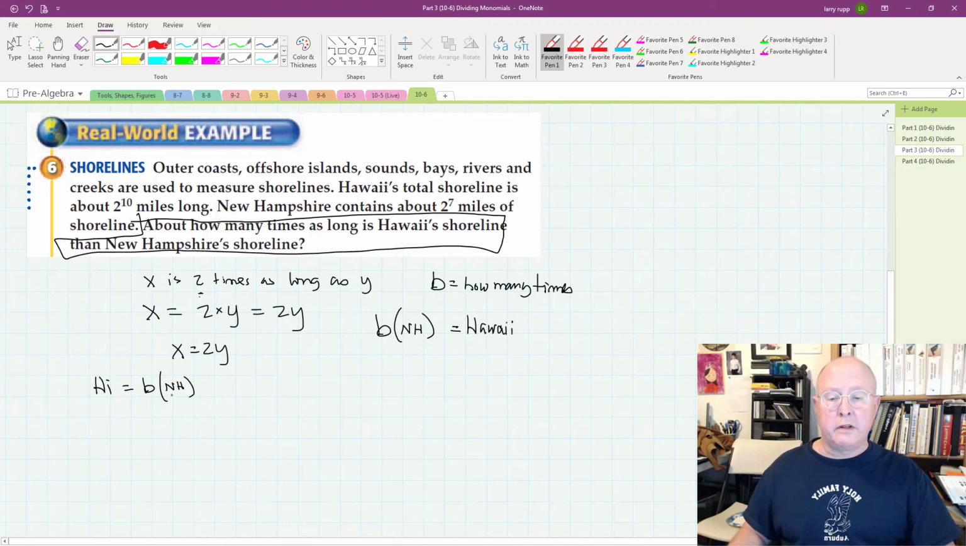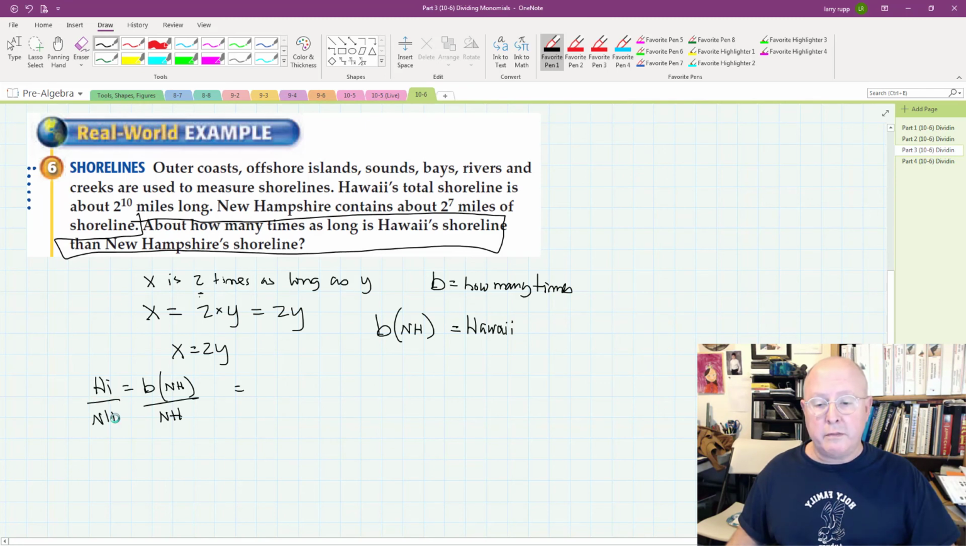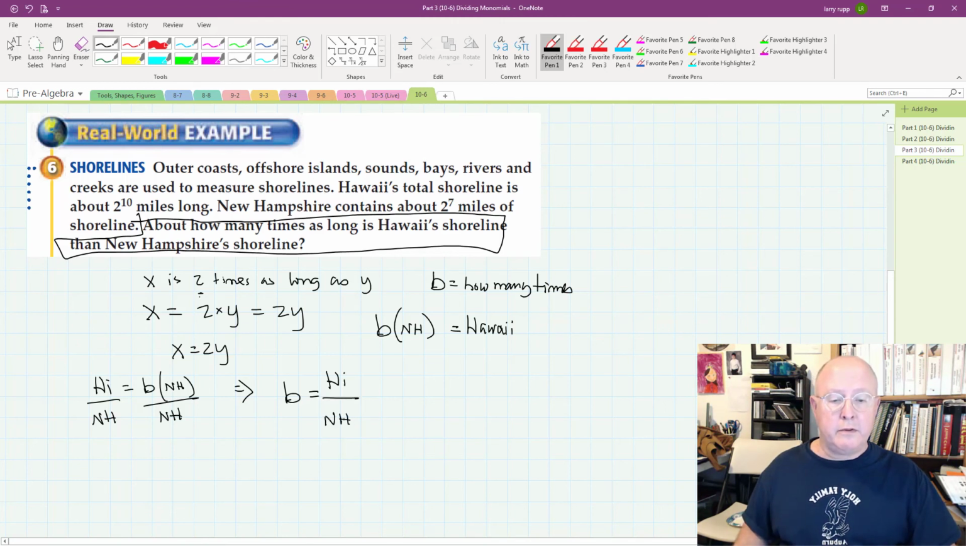How many times as long? Well, now we have figures. We just drop them in, right? Or we could solve for b because that's what we're looking for. So why don't we do that first? So let's solve for b. We divide this side by New Hampshire, and we divide this side by New Hampshire, right? So then that becomes b, which is how many times, is equal to Hawaii divided by New Hampshire.